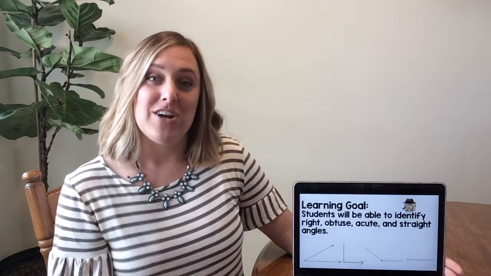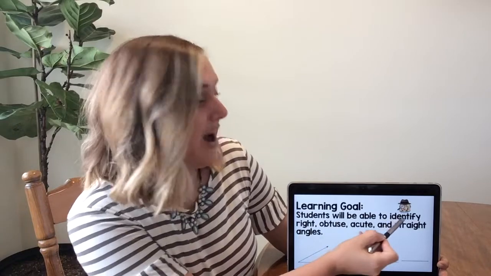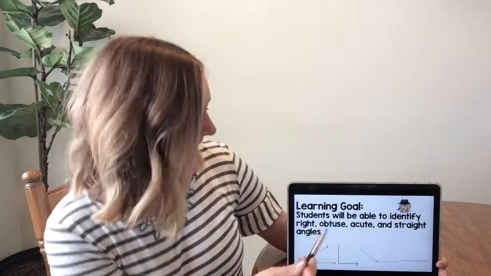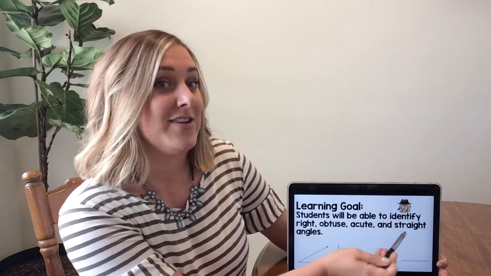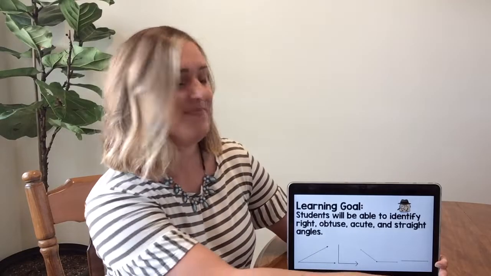So, this is your learning goal for today, ladies and gentlemen. It says students will be able to identify. Identify means to be able to point at and name it, right? Right angles, obtuse angles, acute angles, and straight angles. So there are 4 different types of angles that we will be identifying today.